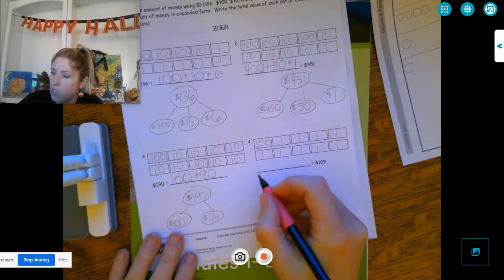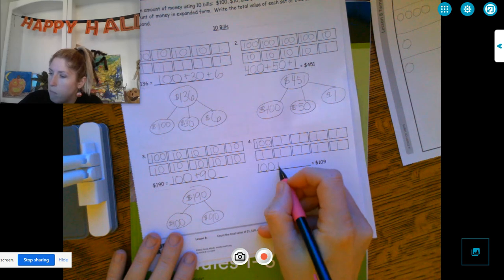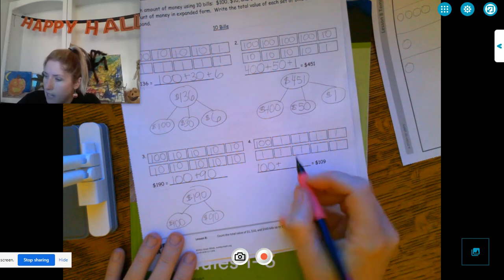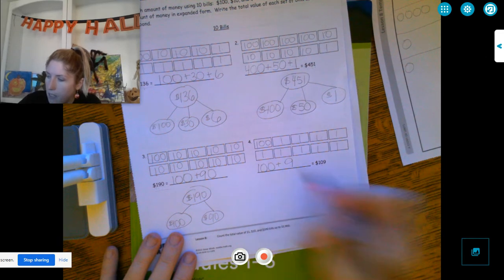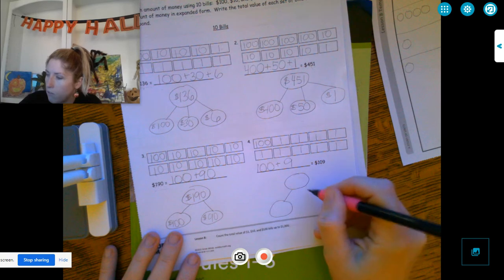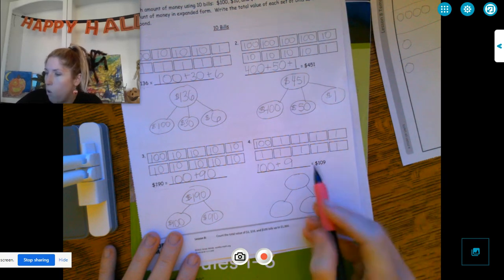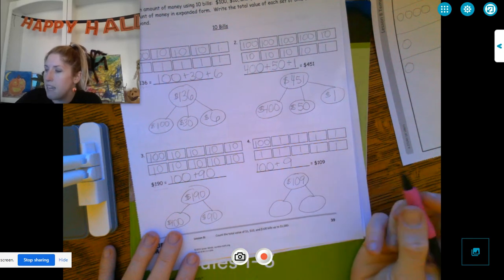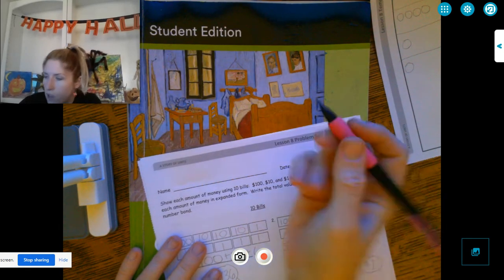So we have 100 plus no tens plus 9 ones. So 100 plus 9. And same thing for this one. We only need 2 parts for our number bond. Our whole is $109.